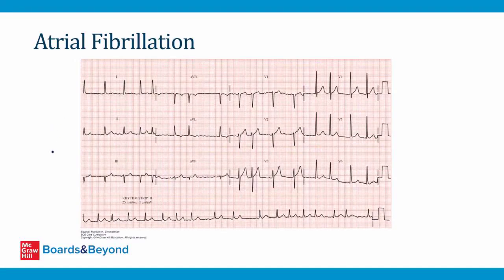And here's yet another example just to make this very clear. Once again, if you look at the baseline up here in lead 1, you can see that there are no clear P waves. And then if you look at the QRS complexes, you can see that some are close together, like these two here, but then some are further apart, like this here. And there's basically no clear pattern to the QRS complexes. They're occurring in an irregularly irregular manner.